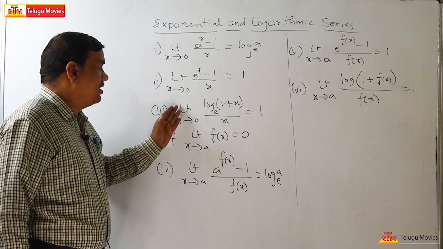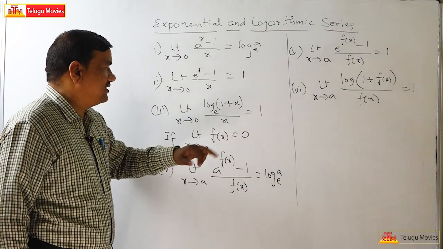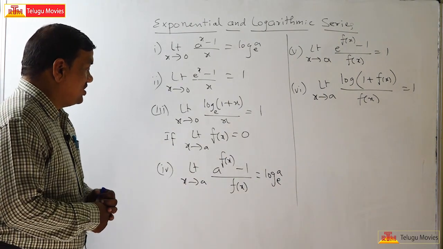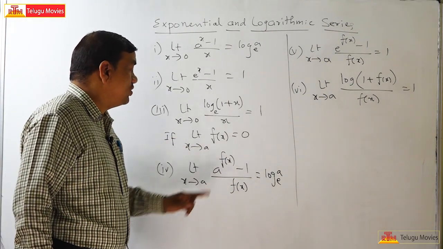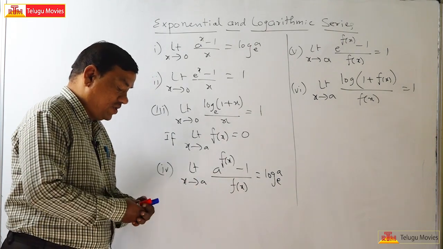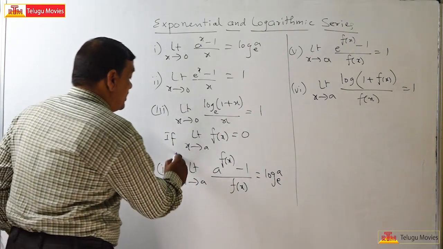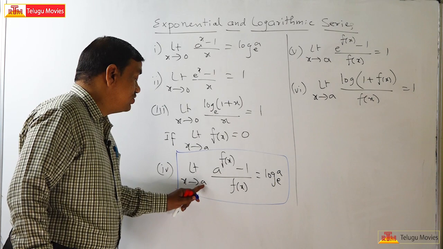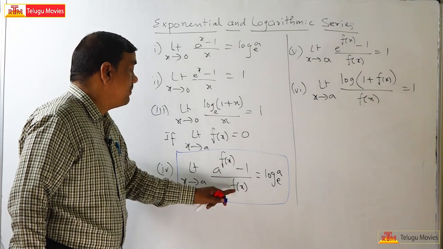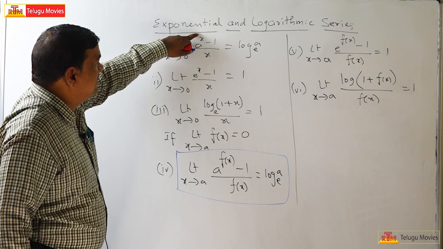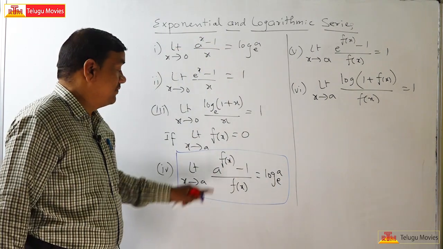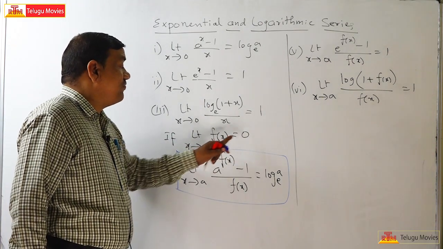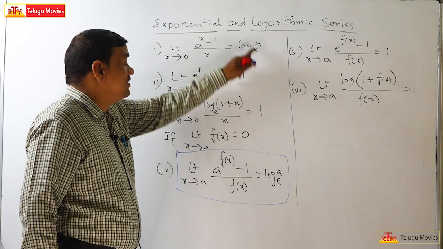Coming to the third formula, limit x tends to 0, log(1 + x) to the base e by x is equal to 1. And one more result is there. In this formula, if anything is of the form limit a^f(x) - 1 by f(x), in place of x, any function is there, f(x) function is there. If limit x tends to a, f(x) happens to be 0, then its value is log a to the base e.